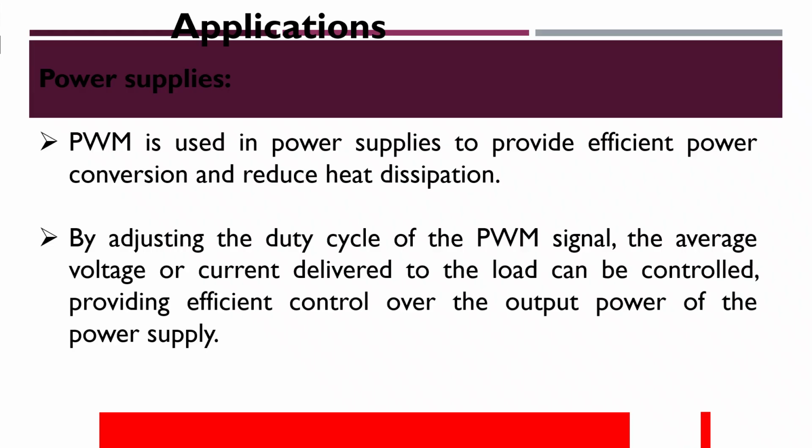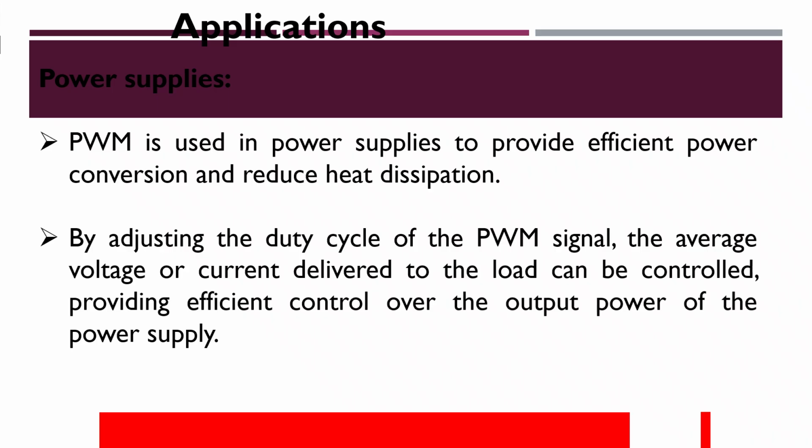So the next one is the power supplies. The PWM is used in power supplies to provide efficient power conversion and reduce heat dissipation. Okay, so this is the main use. PWM is used in power supplies to provide efficient power conversion and reduce the heat dissipation. So this is the main thing which has been used in pulse width modulation.